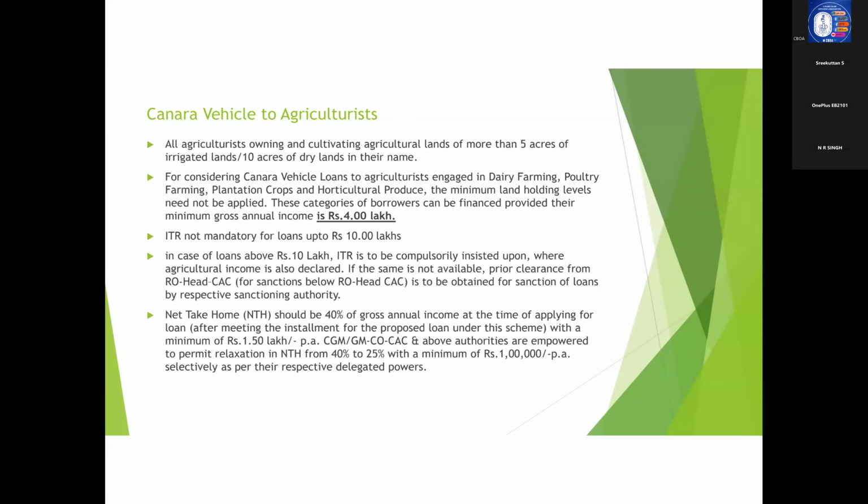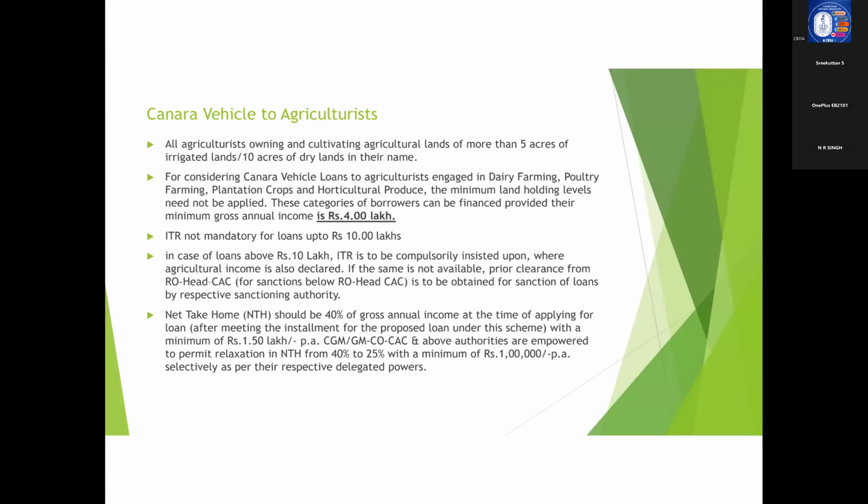Okay. Now, net take home, we already saw it should be 40%. In the case of regular Canara vehicle, it is 25%, but in the case of agriculture, it is 40% with a minimum of 1.5 lakhs per annum. And CGM, Circle Head COC, and above authorities are permitted to relax it from 40 to 25 with a minimum of 1 lakh. So these are the guidelines that you need to learn by heart with regard to Canara vehicle.